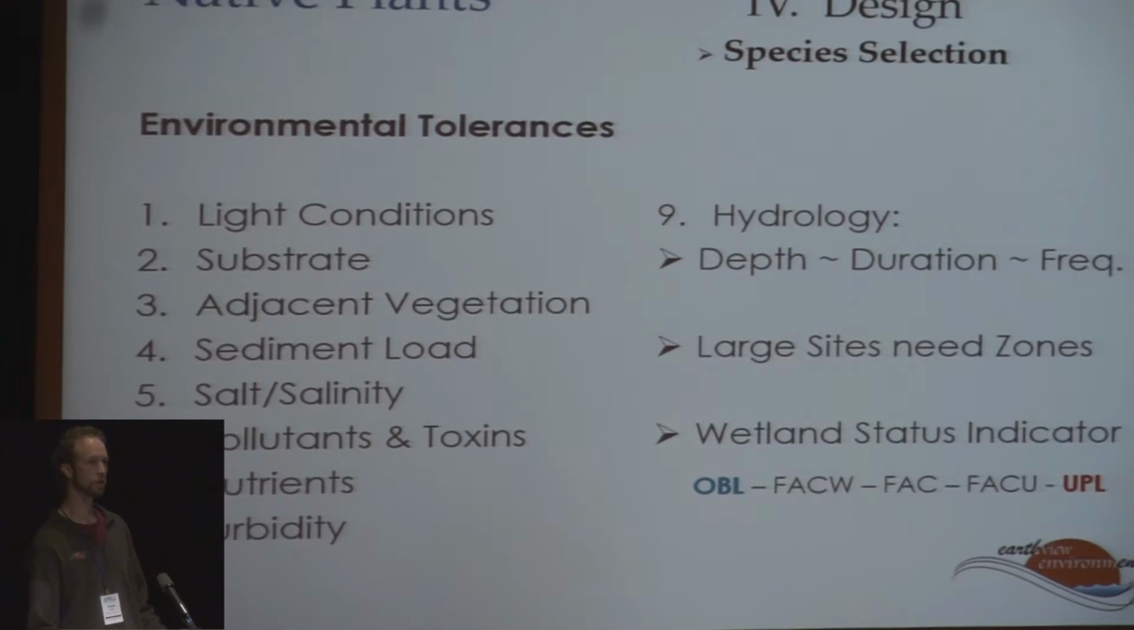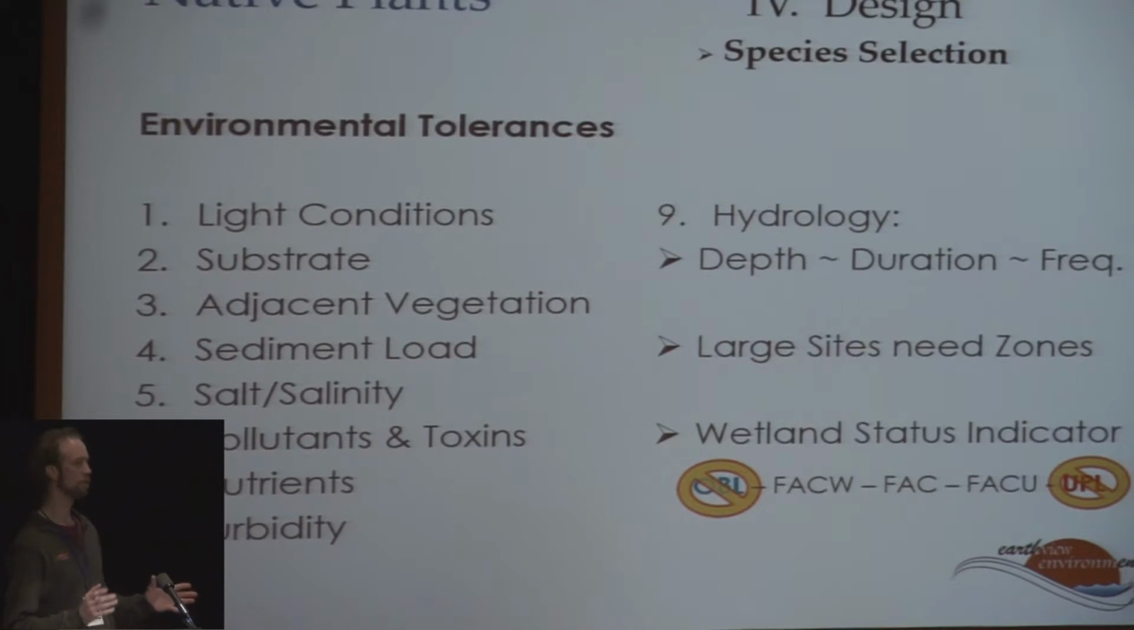The wetland status indicator is a great resource. Most of these plants have one, and it's provided by the Fish and Wildlife Service. On small sites, as a rule of thumb, you don't want obligate or upland plants. Obligate plants pretty much grow out of standing water all the time. Upland plants are your dry, arid plants.